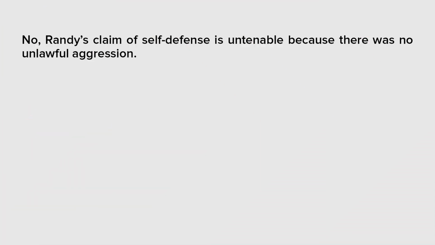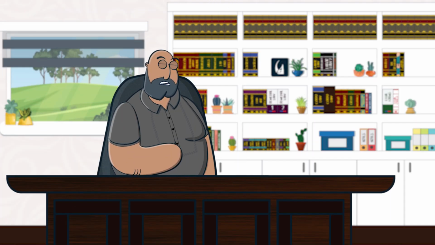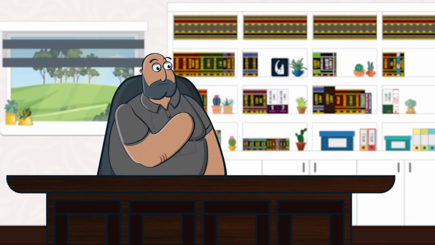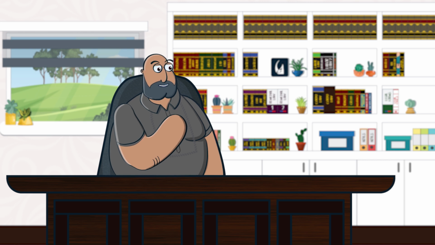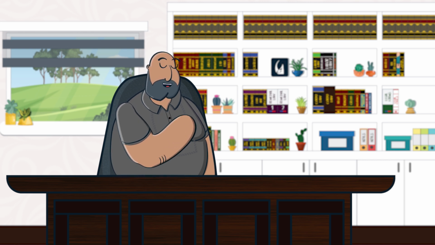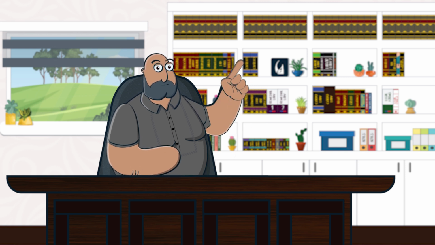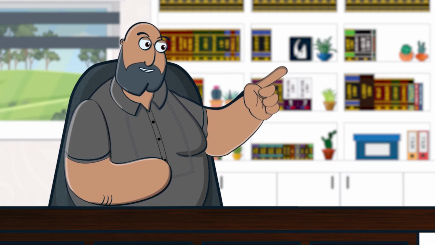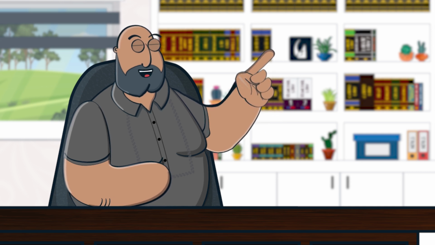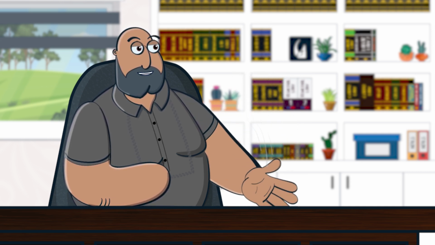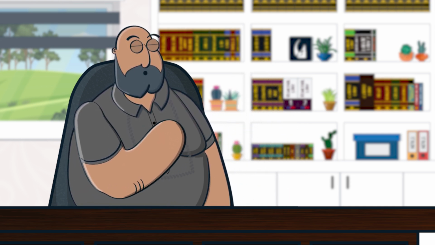So, we begin our suggested answer with no, Randy's claim of self-defense is untenable because there was no unlawful aggression. As I've mentioned in our digital workbook 8, 101 practice problems for law students and bar takers, every answer you write must be treated as if it were a miniature pleading. Always begin by stating your short answer to the problem and then your position. Make it easy for the examiner to grade your work.